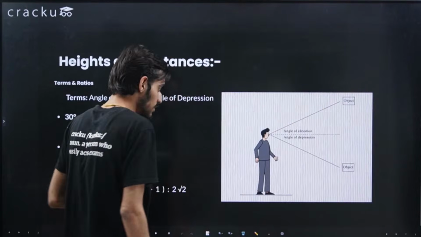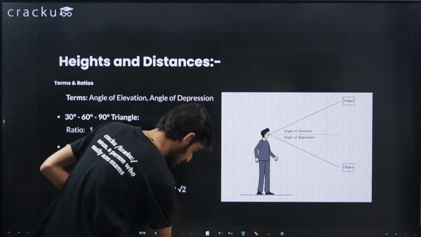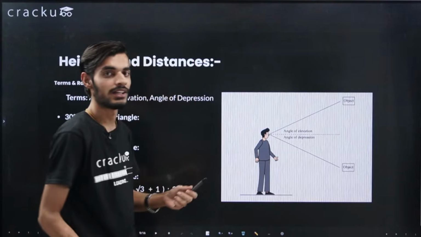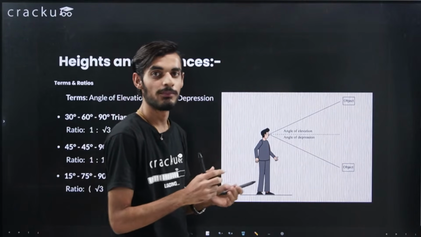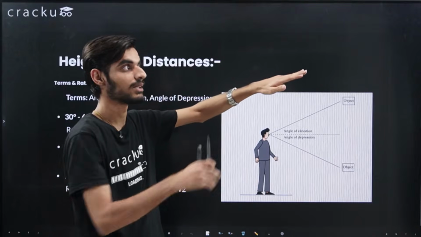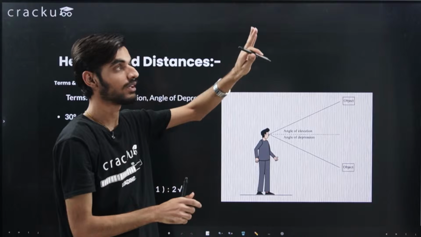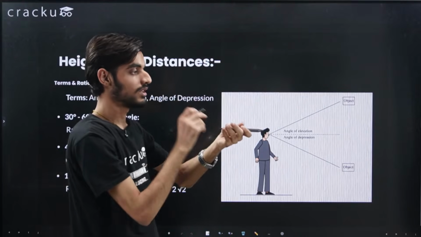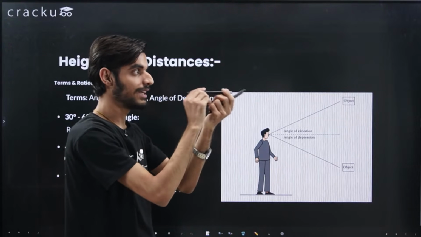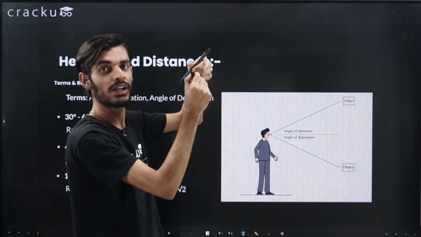Let's try to understand this with the help of this example. I guess this should be clear with this image. Because I'm standing here, this is my eye level. Let's say I'm looking at some building or pole or some height that is above my eye level. So I'm looking like this, and this is the base level of my eye. This is the angle that is being created, and it is called the angle of elevation.